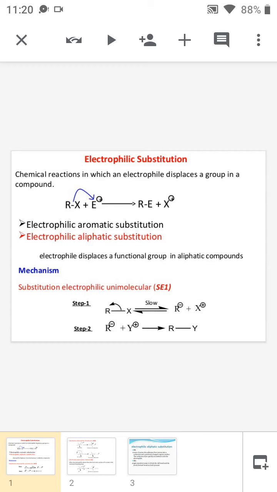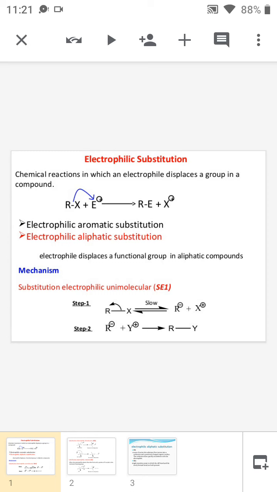First of all, we will discuss electrophilic aliphatic substitution reaction. As we discussed in the aliphatic nucleophilic substitution reaction, we have SN1, SN2, SNi and SNt mechanisms. So similarly, in the electrophilic aliphatic substitution reaction, there are SE1, SE2, then SEi substitution reactions available. So first we will discuss the SE1 mechanism, that is SE1.